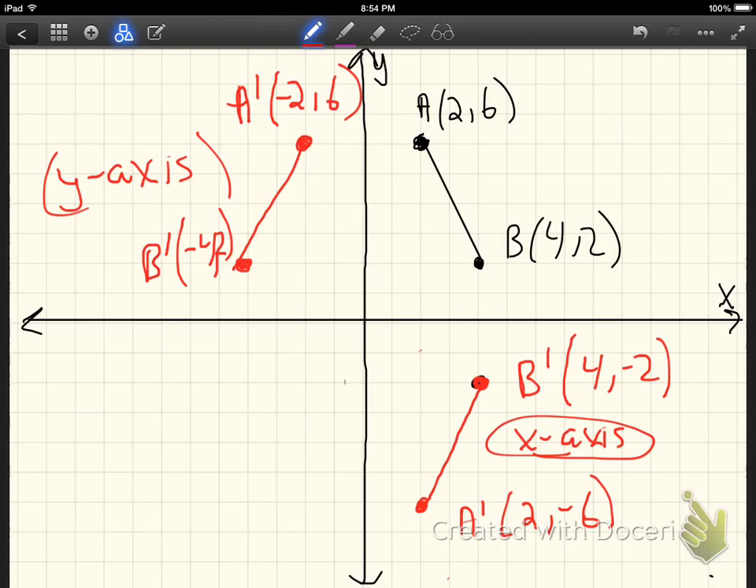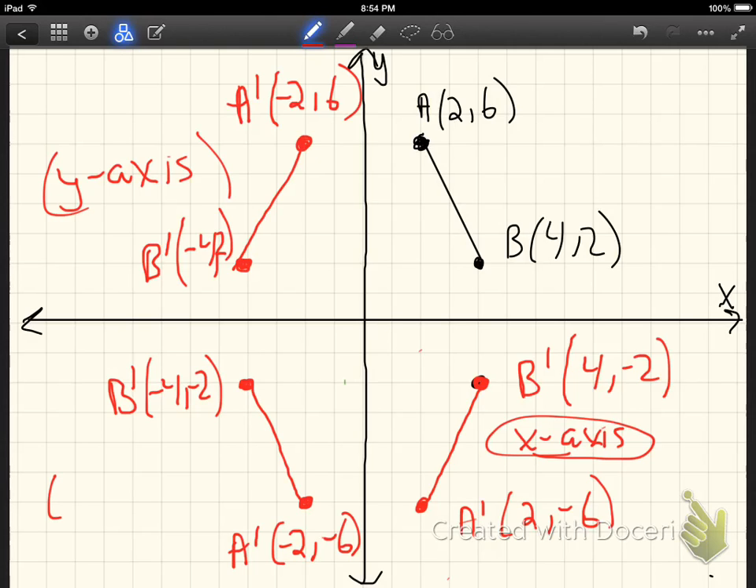Reflection about the origin. You change both points to their opposites. So 2, 6 becomes -2, -6. And that's my A prime. The point B becomes -4, -2. Connect the dots. And that was my reflection about the origin.